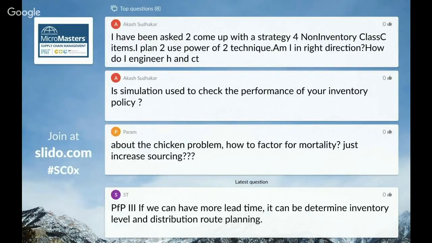A simulation related question here. Is simulation used to check the performance of your inventory policy? It can be. Yeah, sure. That's actually a good way to use simulation, right? To check a certain instance. So when we do EOQ, which determines the optimal quantity to order, you could actually run a simulation and you'll come up with the exact same answer, right? It depends what you give as the underlying distribution. But yes, it's used to check that.